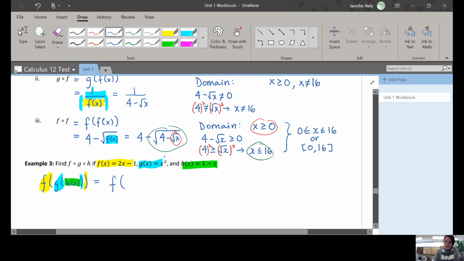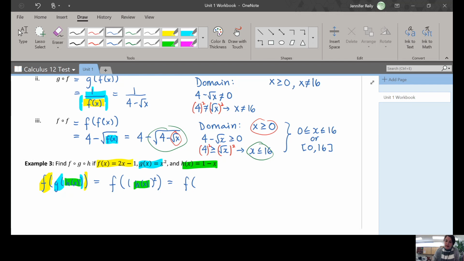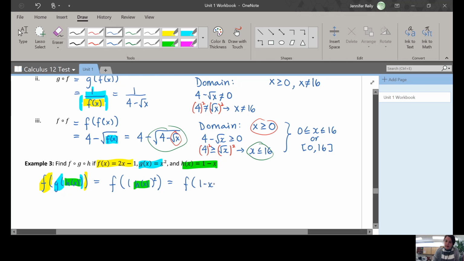So g of h of x is going to be, so for g of x, we square it. So it's going to be h of x squared. Okay. And you can put the h in there. h of x is 1 minus x. So it'd be 1 minus x, squared.